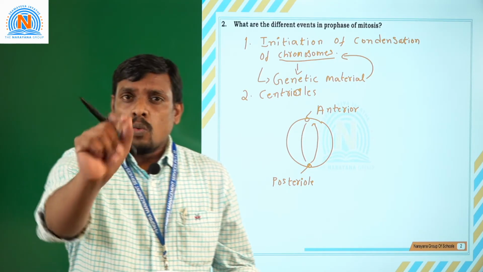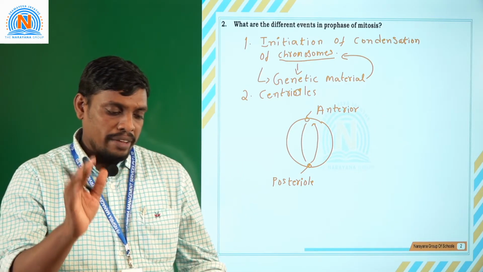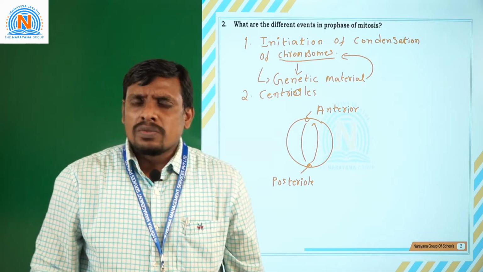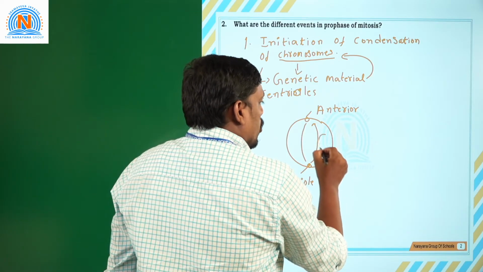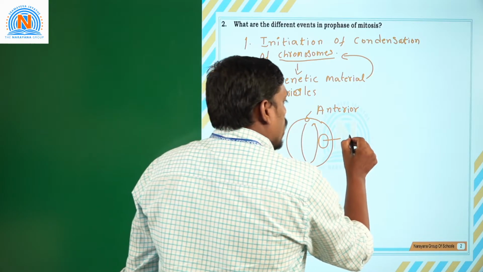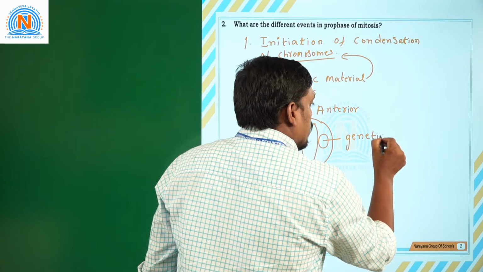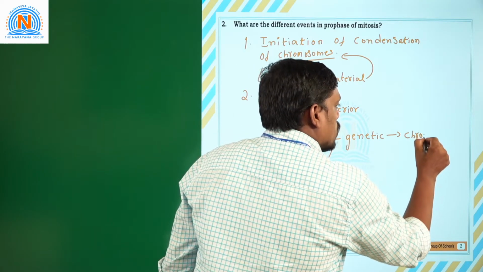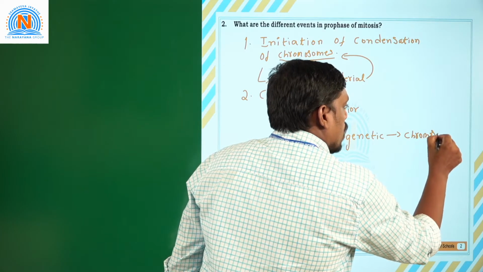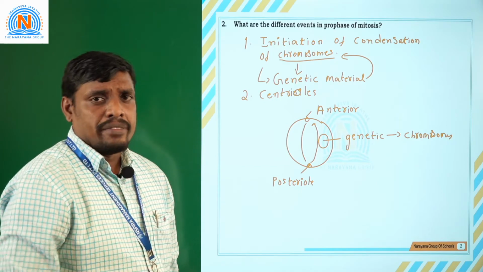One more event also we can see in this prophase. What is that one more event? Disappearance of genetic material, which means whatever genetic material is there inside the nucleus, this genetic material transforms into chromosomes. That is also one of the steps, isn't it? That is also one of the events.